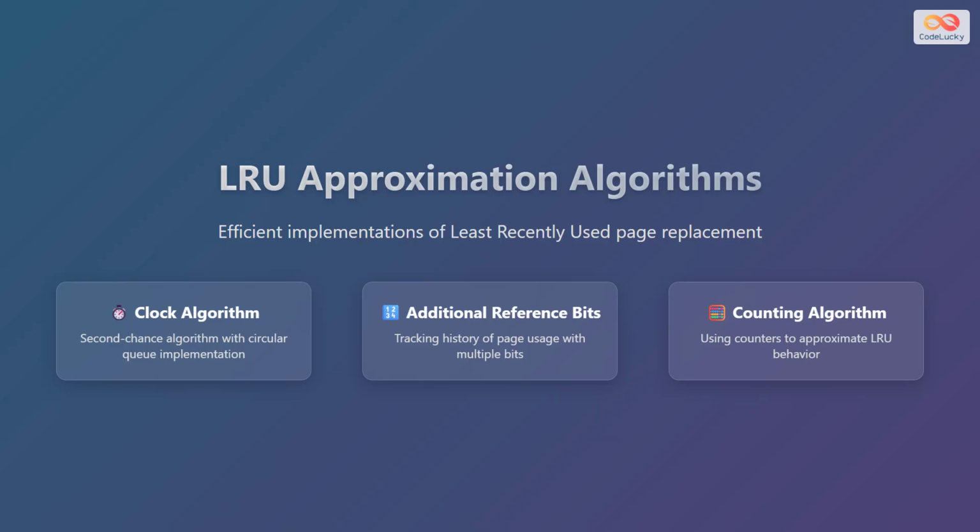In this video, we will explore the least recently used, or LRU, approximation algorithms. These algorithms provide efficient ways to manage page replacements in operating systems. We will cover the clock algorithm, which is a second-chance algorithm with a circular queue implementation. We will also delve into algorithms that use additional reference bits for tracking the history of page usage, and counting algorithms that use counters to approximate LRU behavior.